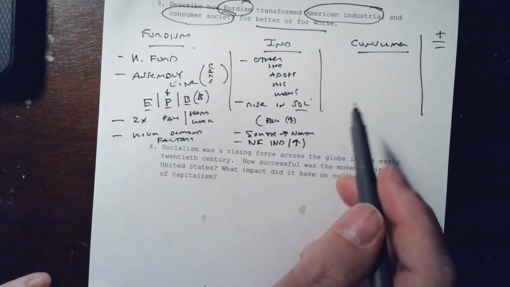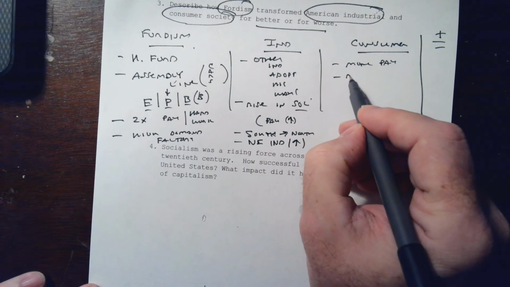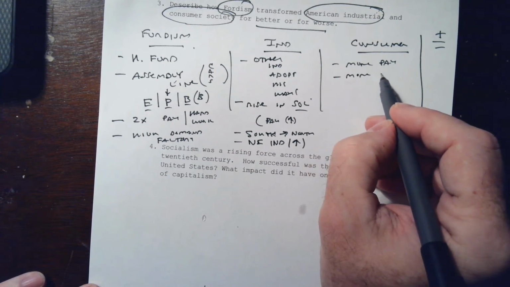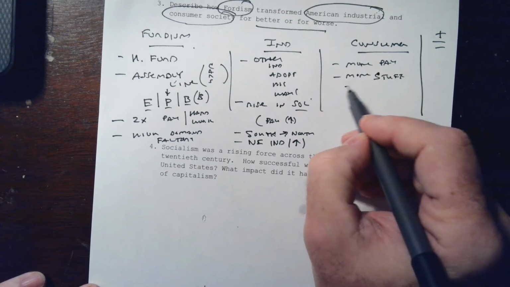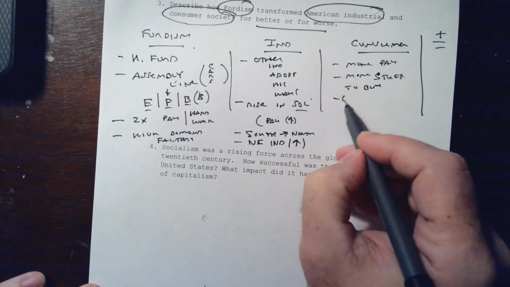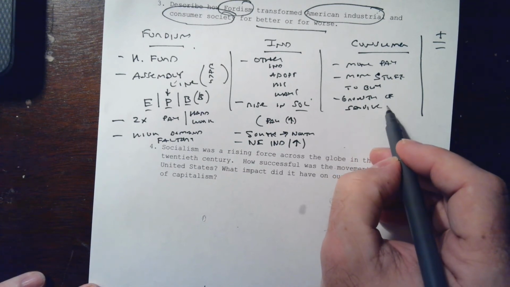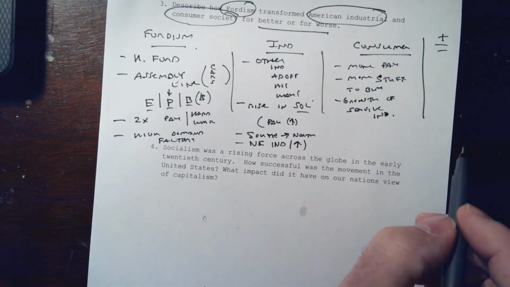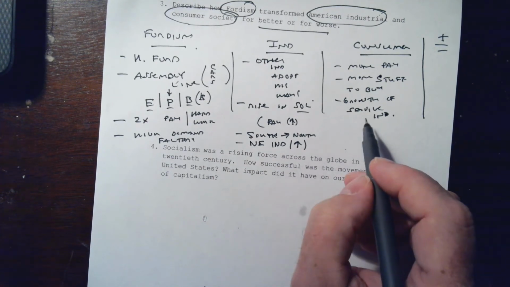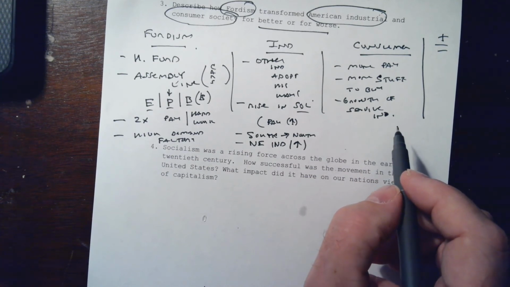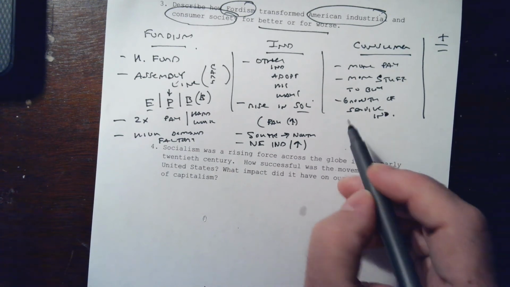Now, how does this relate to the consumer? More pay, more stuff to buy, growth of service industries. In other words, you're not just going to sell stuff for purchase. You're not going to just be producing stuff. Now what you need is people to sell the stuff that you're making. All right. So more pay, more stuff to buy, growth of the service industry.